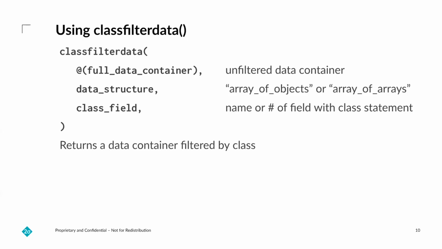So with class filter CSV, the header is optional. If you have a header, it will parse that into an array of objects, and you can say what field in that object is the thing that defines classes. If you don't have a header, you just get an array of arrays, and you can say what number field is the field that has the classes in it. The important thing to provide is the class field: the name or the number of the field that contains the class statements that class filter data will filter from.